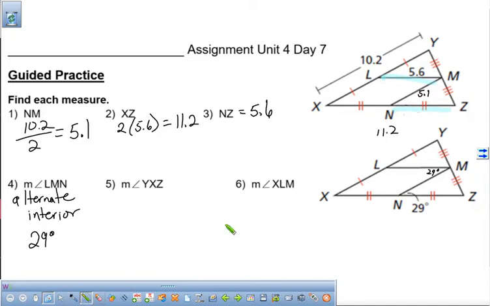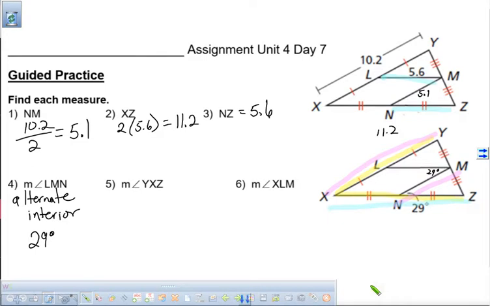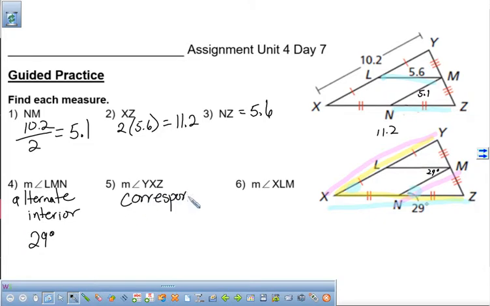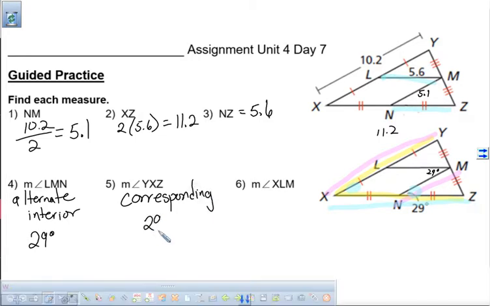Then we're looking at angle YXZ, so that is this angle. And we're looking at XY being parallel to NM, and our transversal is XZ. So what kind of angle pair do we have here? Corresponding angles. And what do we know about corresponding angles? They are congruent, so it's also 29 degrees.